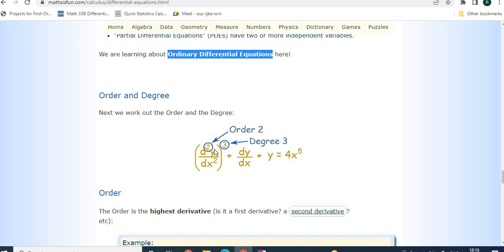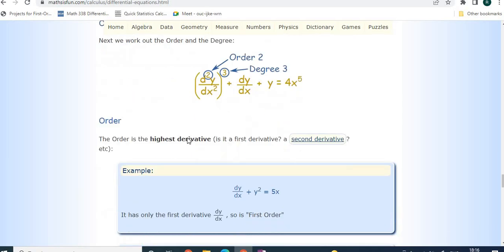Order means the maximum order derivative, that is, how many times it is differentiated. When I check this one, it is d2y dx2. That means it is differentiated two times, so its order is 2, and the power of the maximum order derivative is called the degree. So the degree is 3 and the order is 2 here.